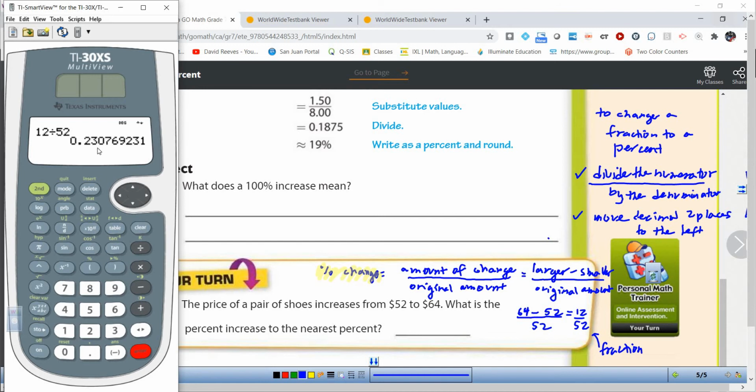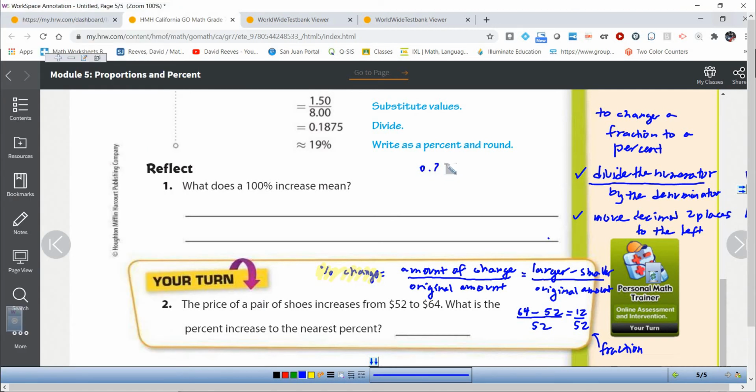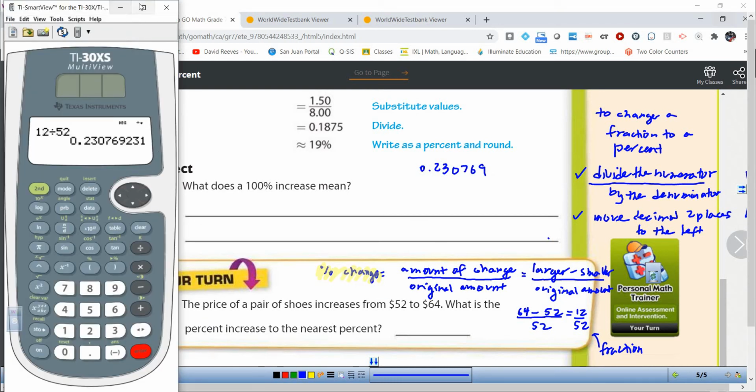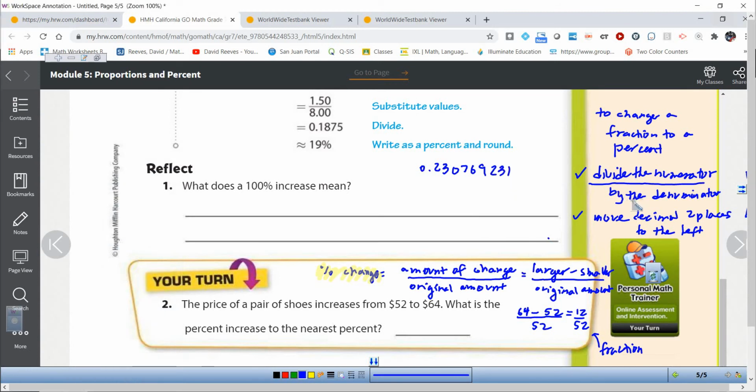So if I move the decimal 2 places, all right, so let me write this down. Oh, this is going to be a challenge. 0.230769. We don't really need all these decimal places. 0.231. Now, what are we going to do? We're going to move it 2 places. Whoops, did I say left? That's a mistake. 2 places to the right. My bad. So here we go. If we go 2 places to the right, what do we get? Now we have 23.0769231. All right, and now it's a percent.